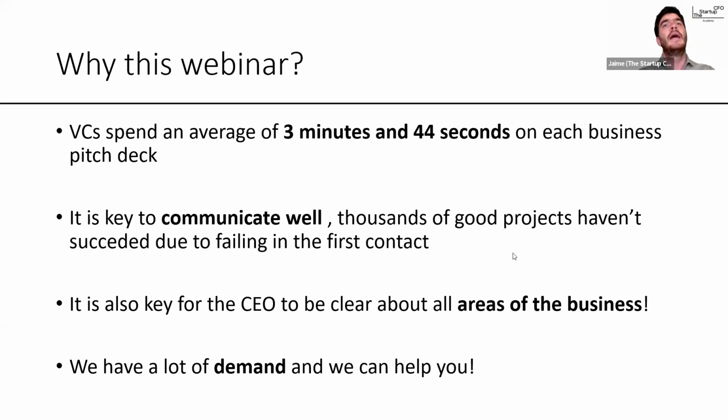It is also key for the CEO to analyze all the key areas of the business, the same way that the investors look at them. We will see around 10 different sections because they are very important. The CEO should really know about them because they are really important as well.